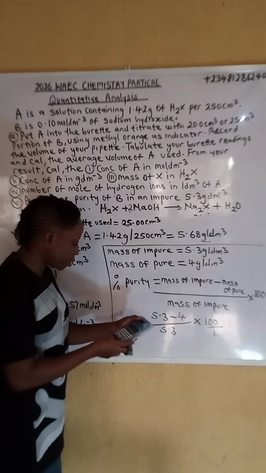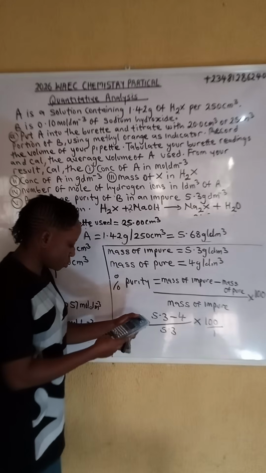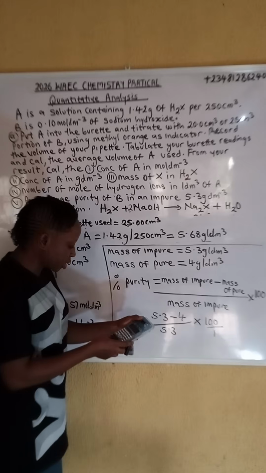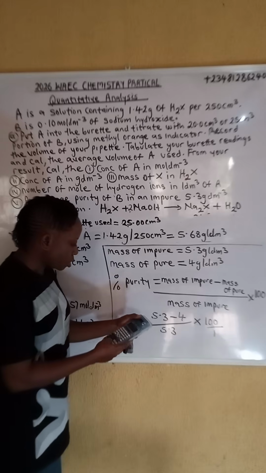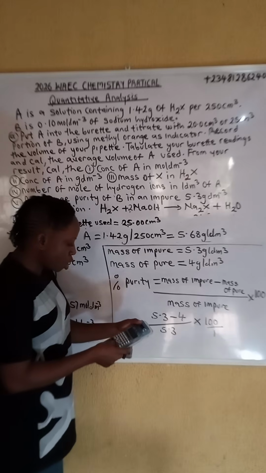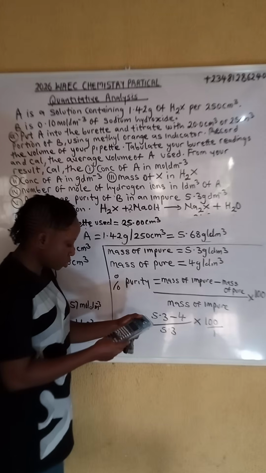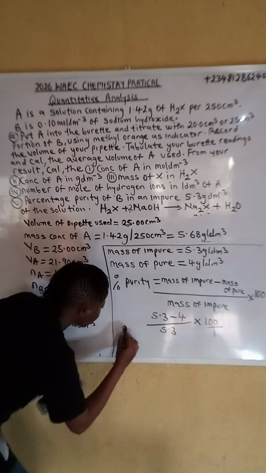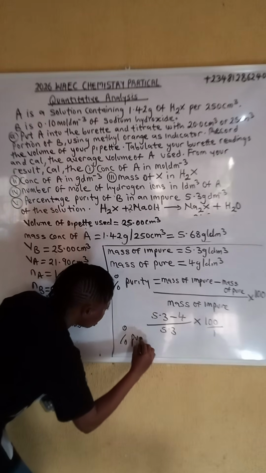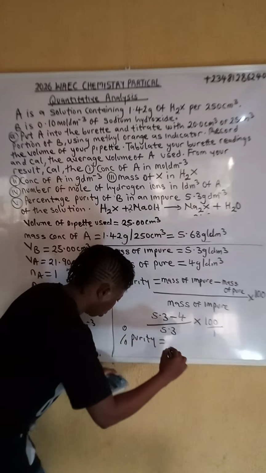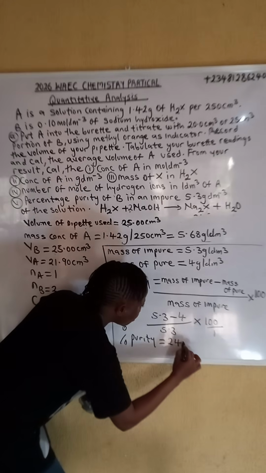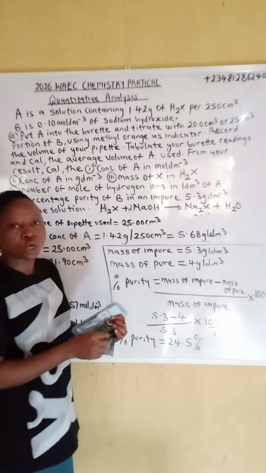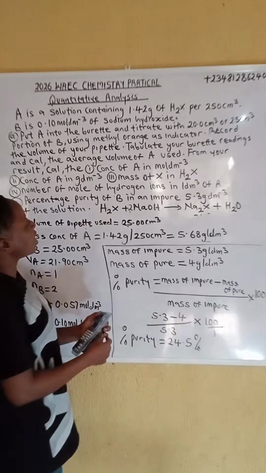5.3 minus 4 is 1.3, then divided by 5.3, and we multiply by 100, which equals 24.5. So the percentage purity equals 24.5 percent, because we are looking for the percentage purity. So that is the final answer.